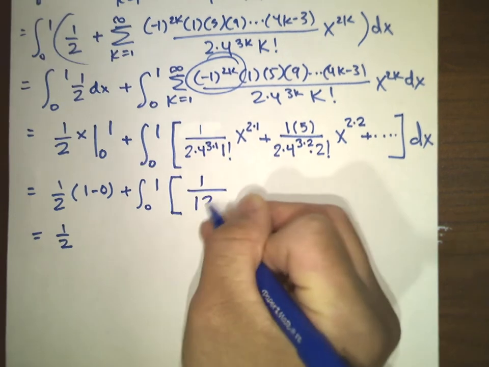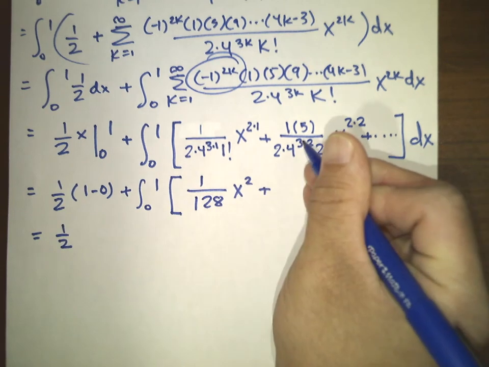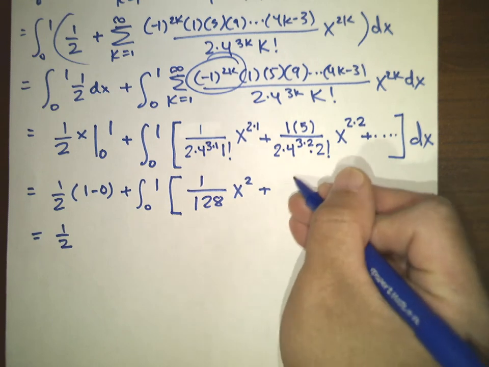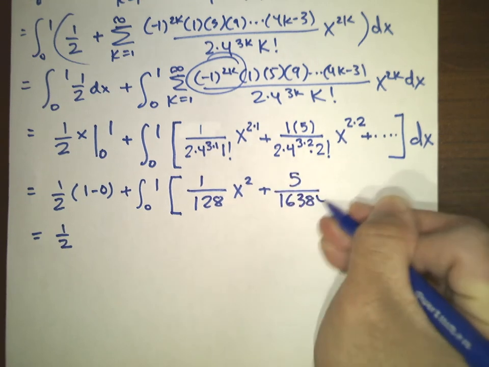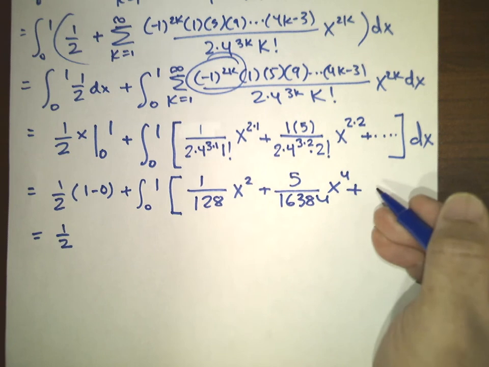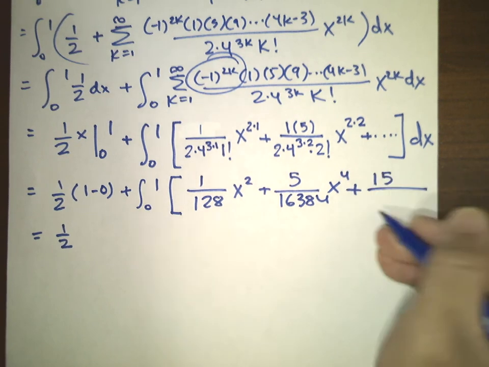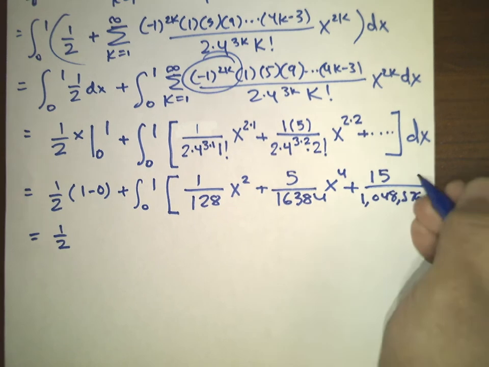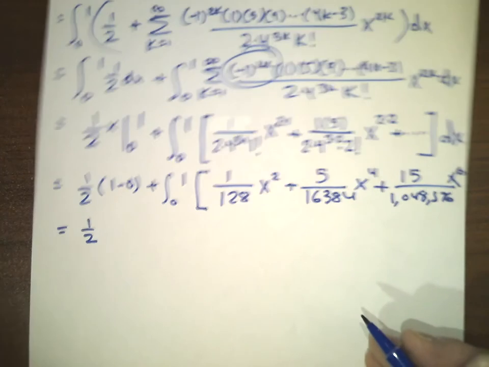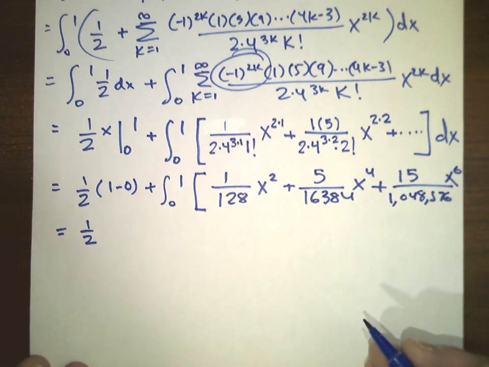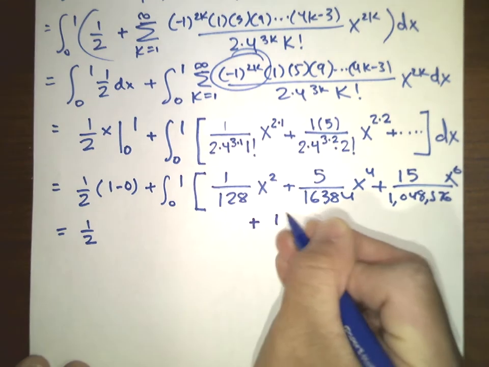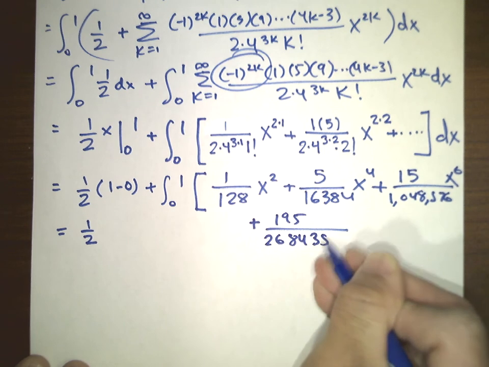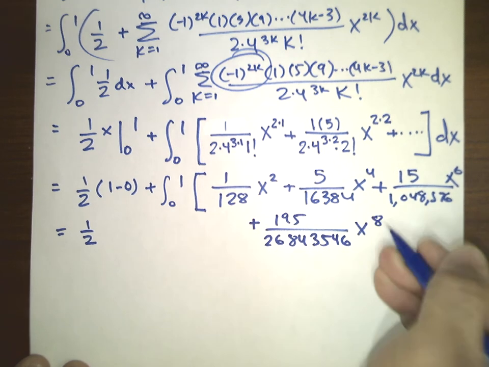That's 1 over 128 x squared plus 5 over 2 times 4 to the 3 times 2 factorial, which is 5 over 16,384 x to the fourth, plus, I'll give you a few more terms, 15 over 1,048,576 x to the 6th. And because I know some of you watching today probably really enjoy large numbers, I'll give you another one: 195 all over, let's see, 268,435,456 x to the 8th, and so on.